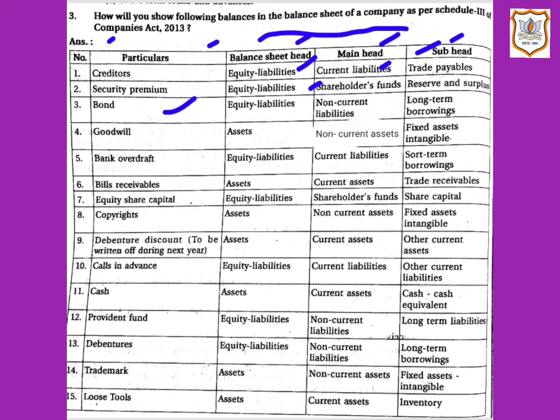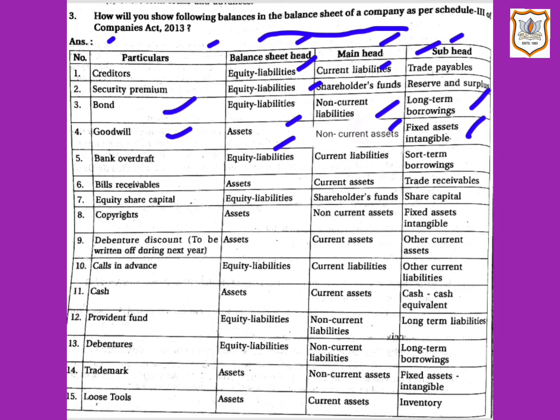Then next is bond. Here in the balance sheet it will be shown on equity and liability side under the main heading non-current liabilities, and further it will be subclassified as long-term borrowings. Then we have goodwill. We know that it is an asset, so in the balance sheet it will be shown on asset side under the main heading non-current assets, and further it will be subclassified as intangible asset.